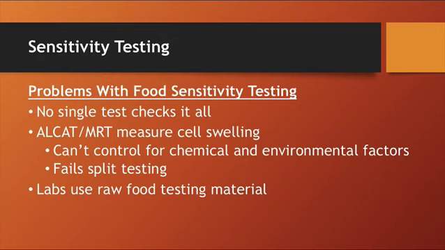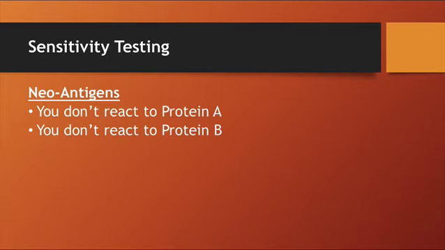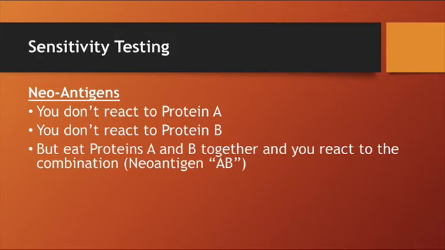So what about these neoantigens and cross-reactivity? Well, the term neoantigen literally means new proteins or new antigens, new things that can create an immune response. Here's how we make a neoantigen. Let's say we have two separate proteins, protein A and protein B. You don't react to protein A if you eat it separately. You don't react to protein B when you eat it separately. But if you eat them together and combine the proteins into what's called a neoantigen, or AB, then you start to have a reaction.